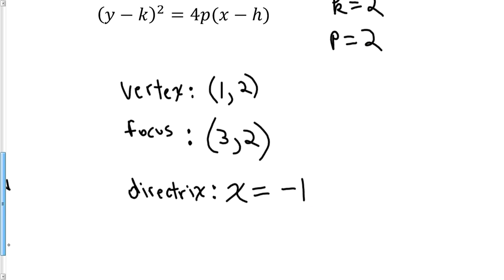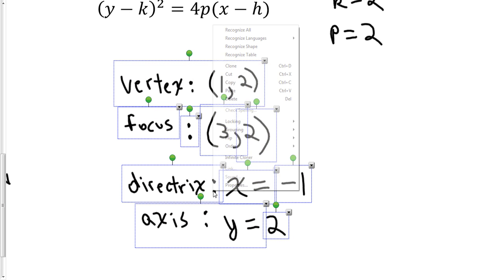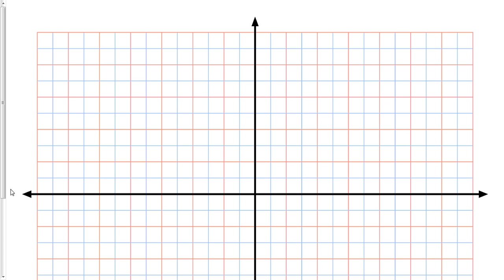And then the last thing, the axis of symmetry, is now a horizontal line. So the axis of symmetry is going to have the equation y equals something. And I also know that the axis of symmetry goes through both the vertex and the focus. So it's y equals 2. All right, now with all this information, I can graph my parabola. So let's bring this information over and do our graph.